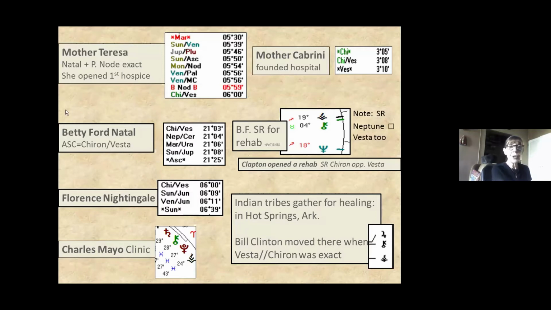Mother Teresa, when she opened her first hospice, first of all, did she have Ceres? Yeah, she had Mars on the Ceres Chiron midpoint. Would I have brought her up here for that? No. The reason I brought her up here was that when she started her first hospice, the progressed node was 1 minute from the Ceres Chiron. That spoke to me.